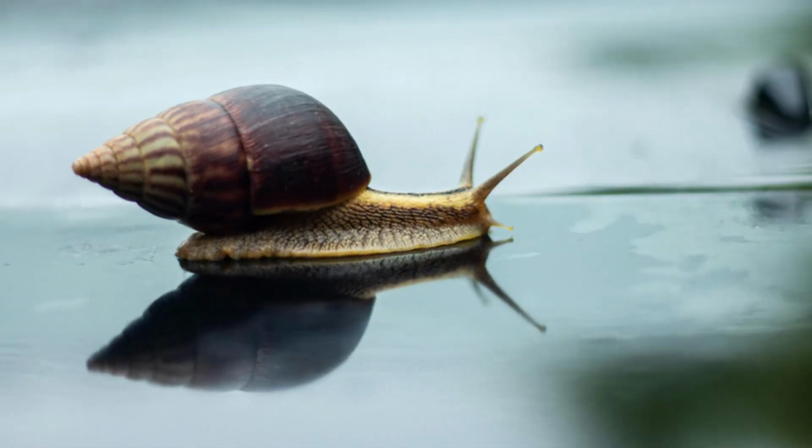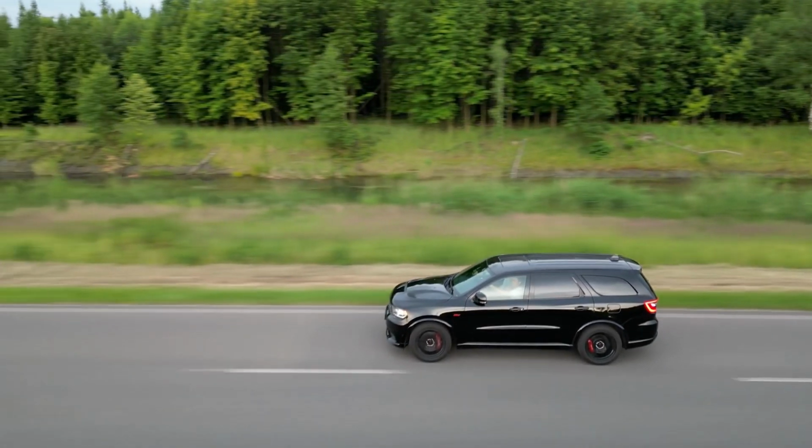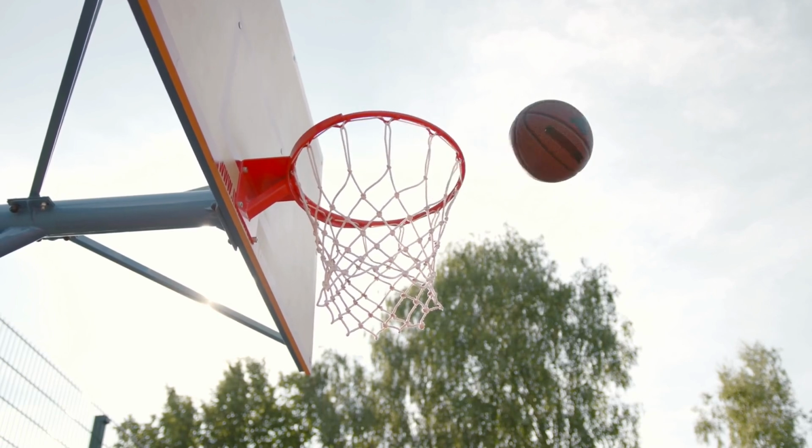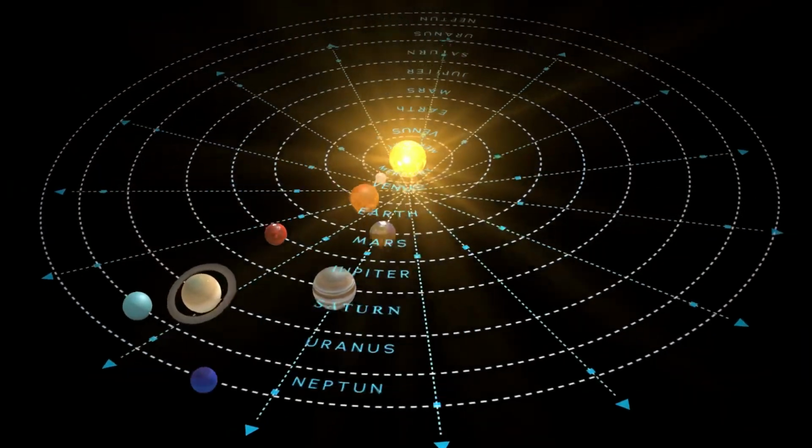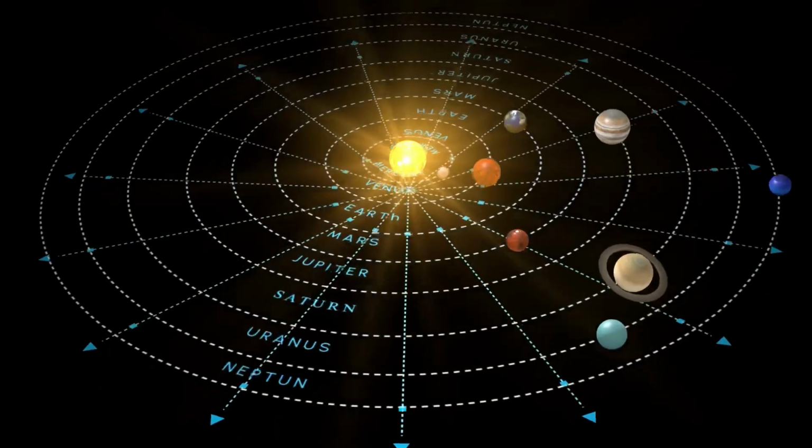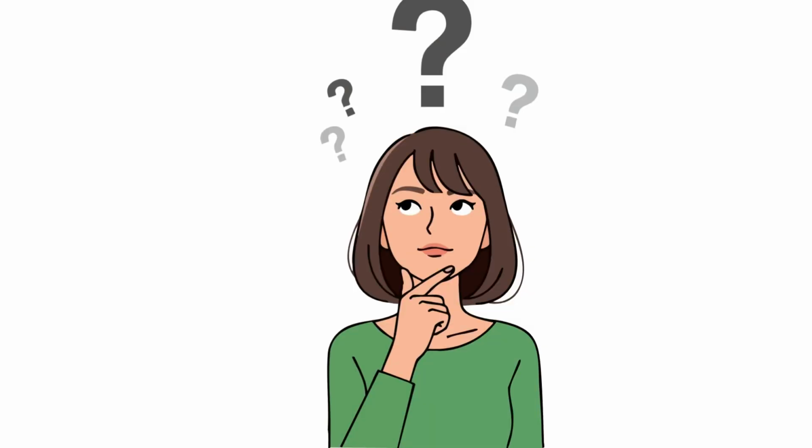Every second, something around you is moving. A car racing down the street, a basketball spinning through the air, or the Earth itself orbiting the sun at 30 kilometers per second. But have you ever stopped to ask how all this motion actually happens?